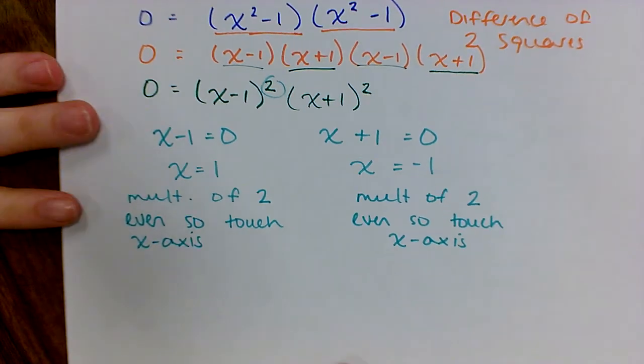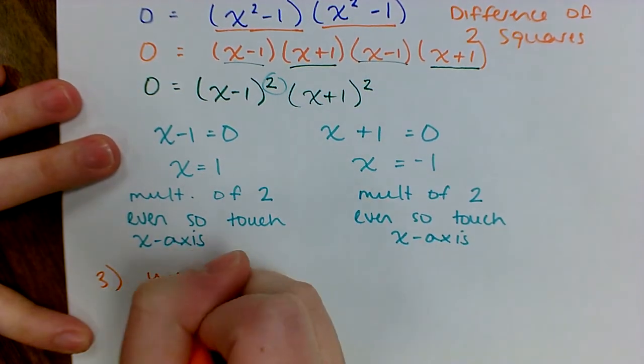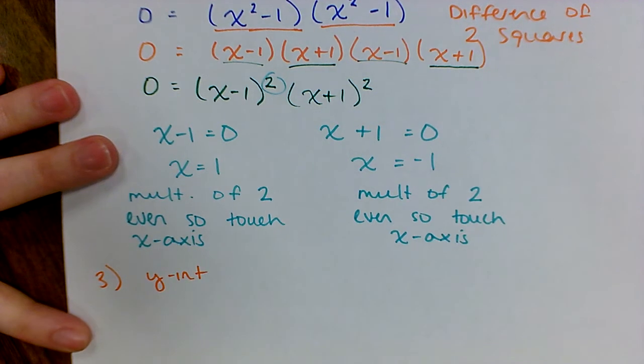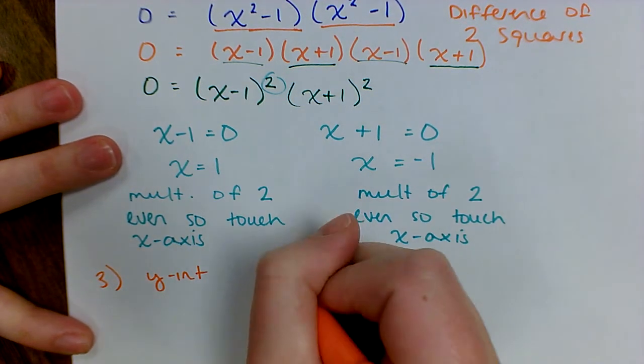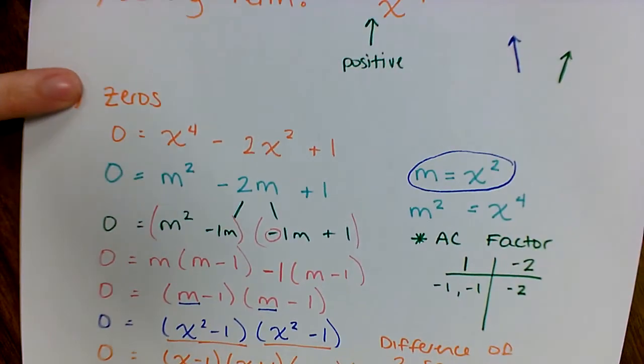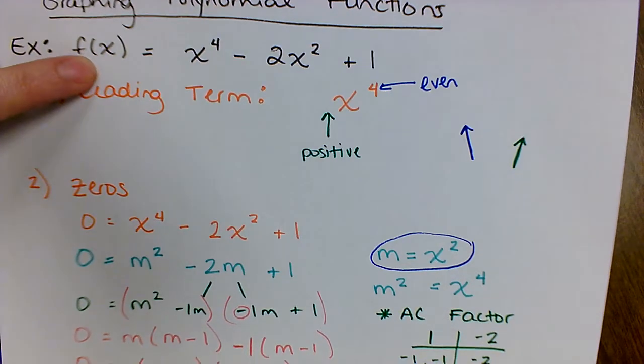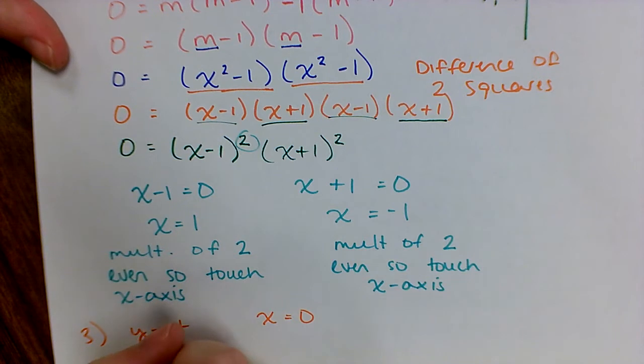Okay, this brings us to step 3. Step 3 is to find your y-intercept. How do we find a y-intercept? By setting x equal to 0. So I can't get my whole function on the page, but you can look back in your notes. Here's my function. I'm going to plug 0 in for all my x's.